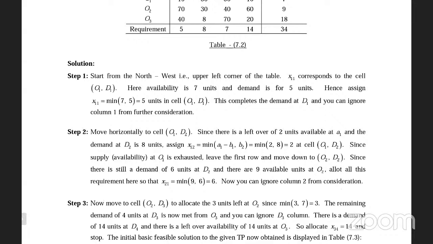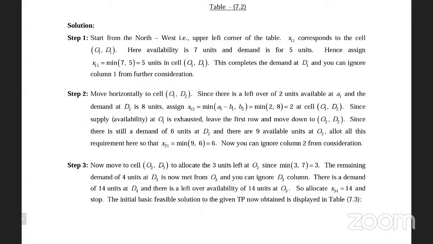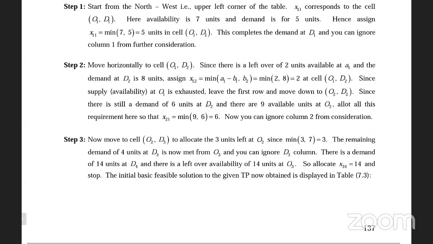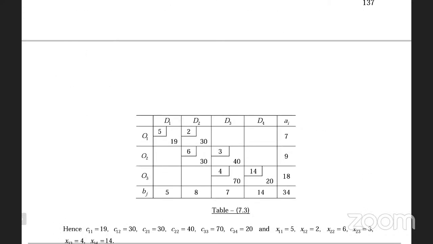Origin 2 to destination 3, allocated 3 units of what is left of origin 2. So 3, 7, the minimum is 3. The remaining demand of 4 units at D3 is now met, so that it is ignored in the D3 column. Then here, all the allocations are allotted. I can get that this is the problem.